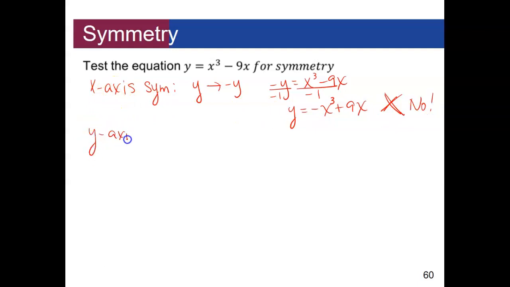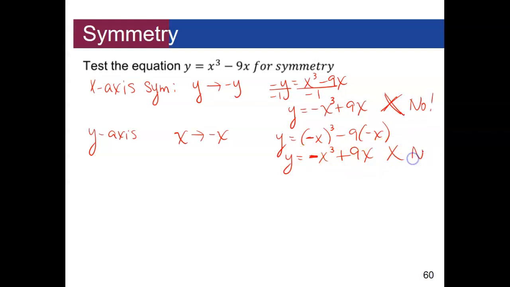For y-axis symmetry, we're going to substitute in the place of x, we're going to put in negative x. So we're going to have y equals negative x to the third minus 9 times negative x. If we recall, a negative to an odd power is going to stay negative, so the parentheses go away and the negative comes out in front. Here, two negatives make a positive, and so this was also not equal to the original. So if we look at this, it does not match with this.